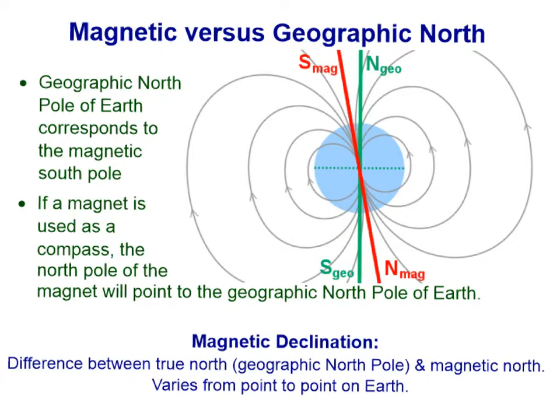We have a term called magnetic declination. It is the difference between true north, the geographic north pole, and magnetic north, because they are slightly different. This is the geographic north. You can see there's a little difference between geographic north and magnetic south. And from point to point on the Earth, the magnetic declination will vary slightly.